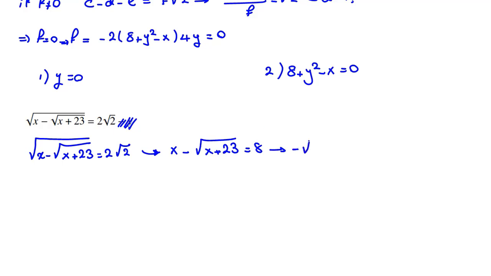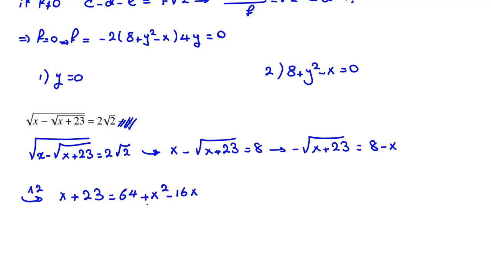Then we take x to the right side: negative x plus 23 equals 8 minus x. So we raise both sides to the power of 2. Left side it will be x plus 23, right side will be 64 plus x squared minus 16x. Then if you take all things to the right side, it will be x squared minus 16x, we take x to the right side, minus 17x, 64 minus 23 is plus 41. Okay, if you have an integer solution, you can factorize, but it's not possible.